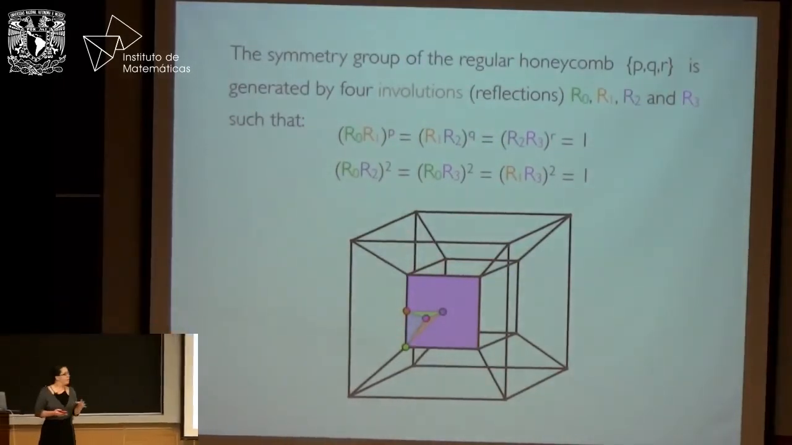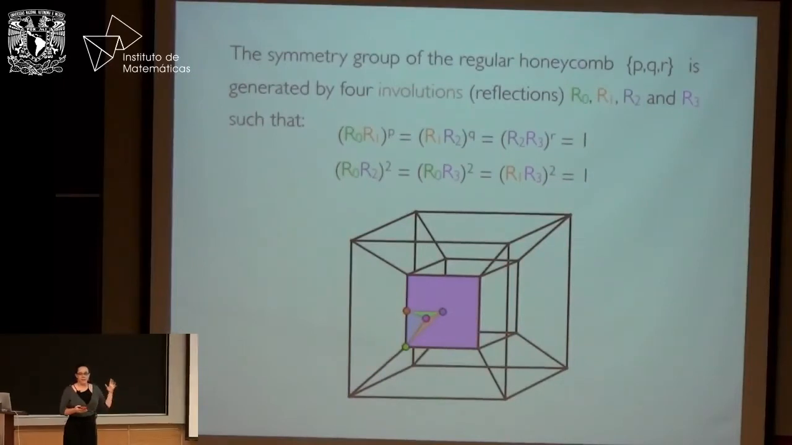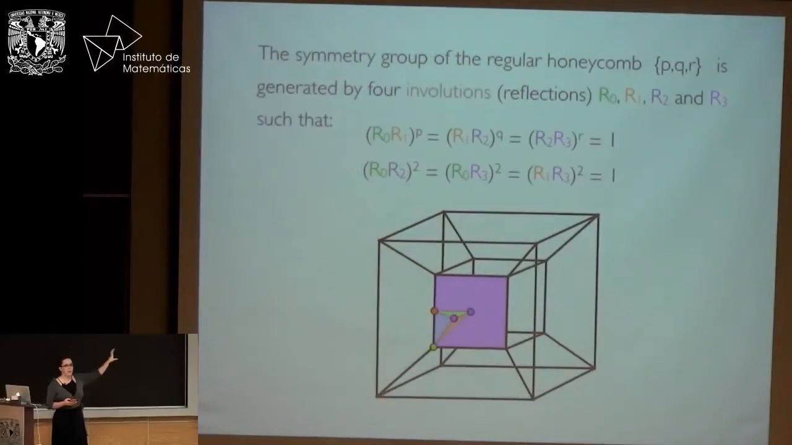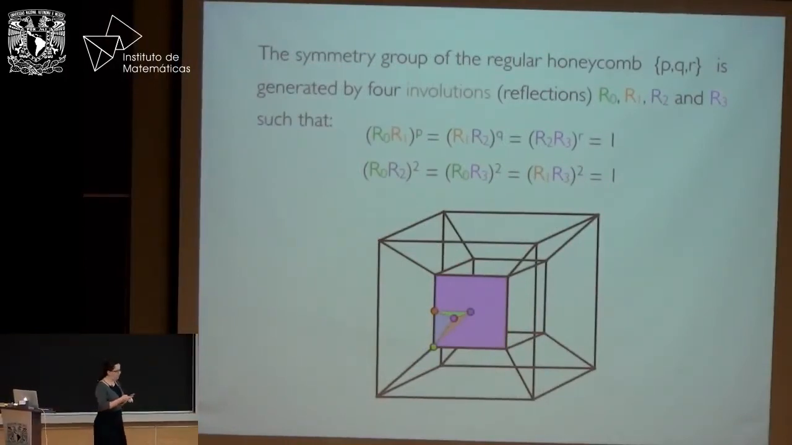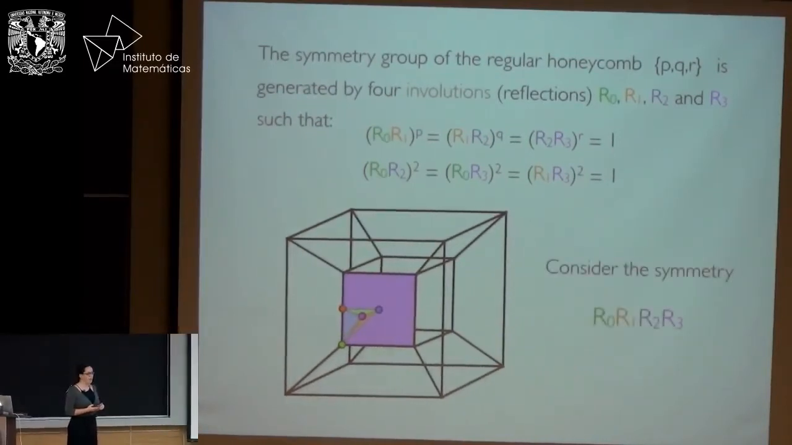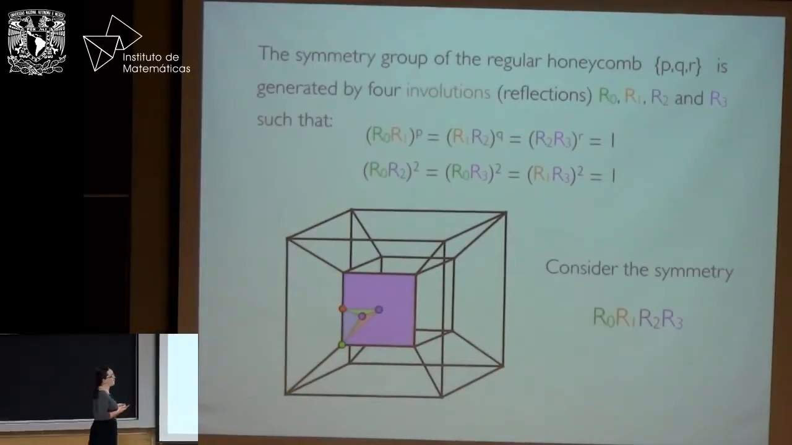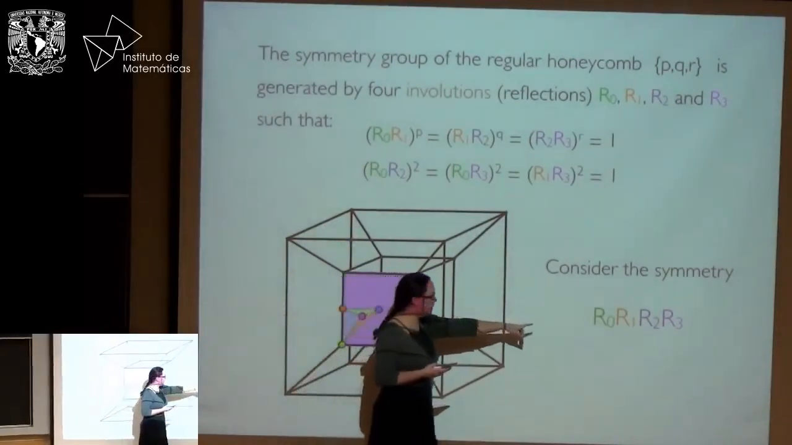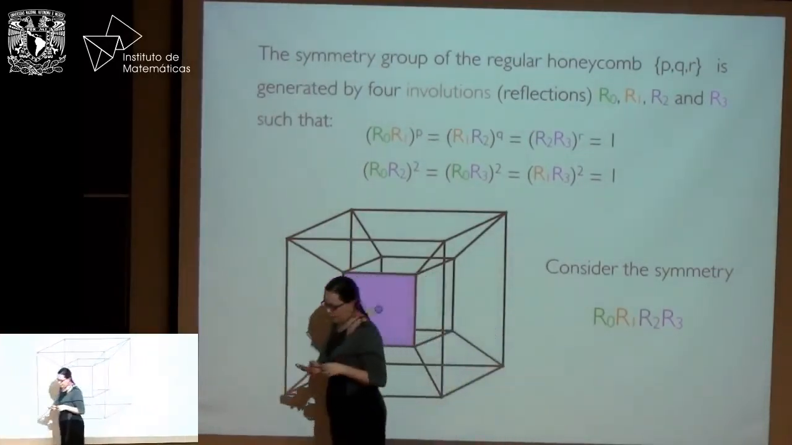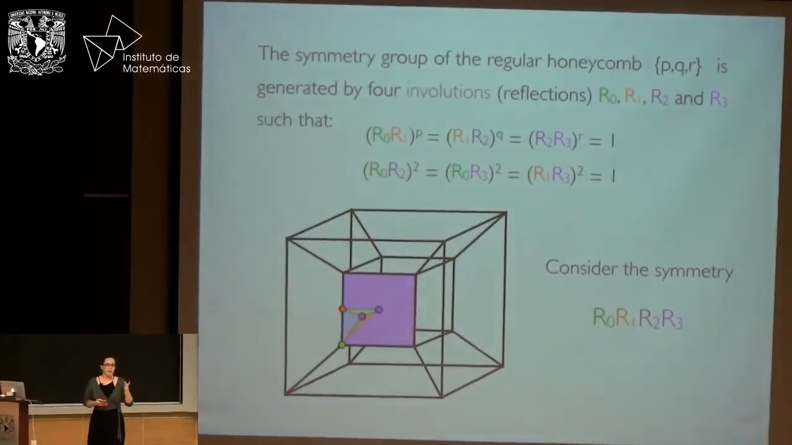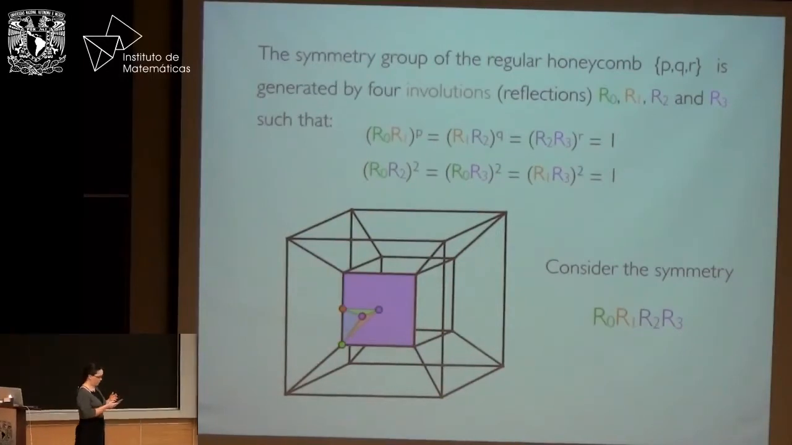And if I'm talking about these 11 honeycombs that I talked to you about at the beginning, then this is the entire presentation for the group. This is it. And it's a nice presentation. And I'm going to consider one particular element of this group. The element is what is called a Coxeter element. That is, because this is a Coxeter group, so this is a Coxeter element. And it's the product of the four of them. And I'm choosing a given order, just because I want to.